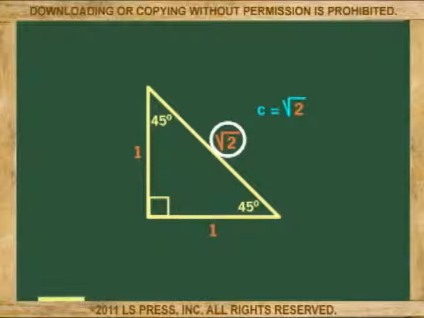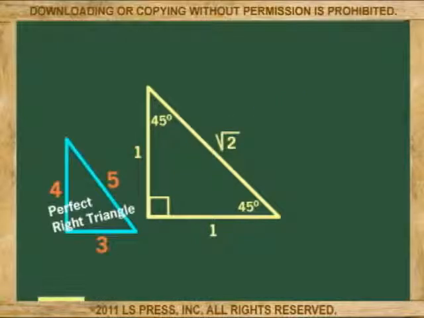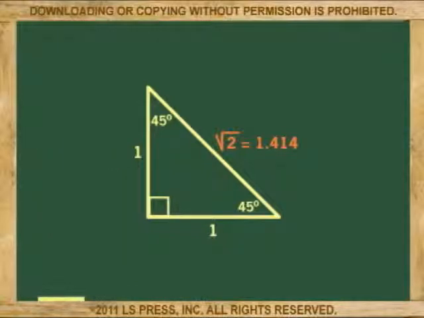Notice also that unlike the perfect right triangles we discussed before, this is not perfect because the square root of 2 is an irrational number. That means the answer must always be rounded off according to the needs of the problem.